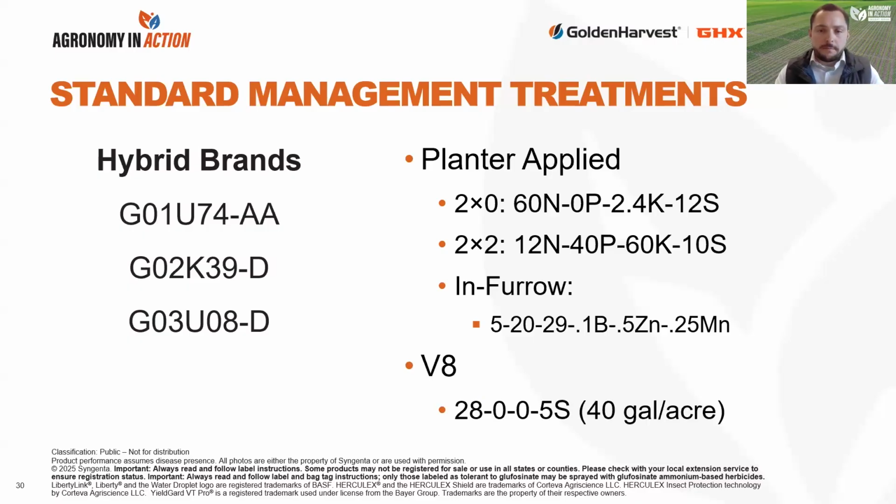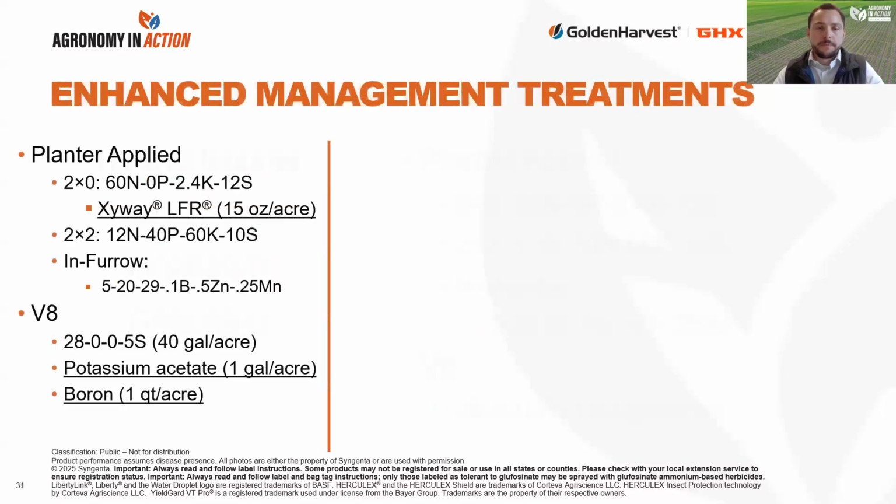We came back in at V8, put down another 40 gallons of a 28-0-0-5 mix. So all in all, we're sitting around 190-ish pounds of nitrogen for what we would call a standard we feel for this given area where we did this trial. That was very comparable to what growers in the area do.